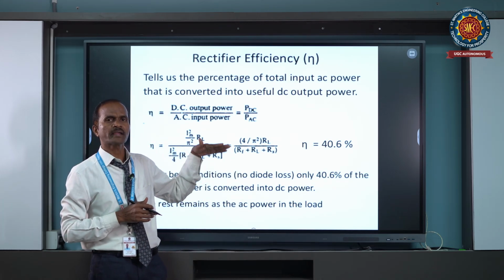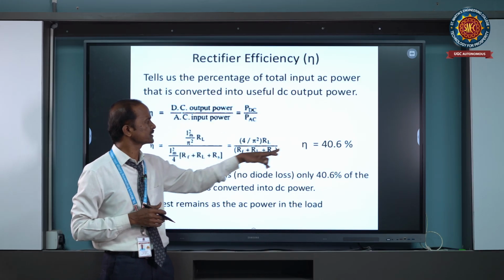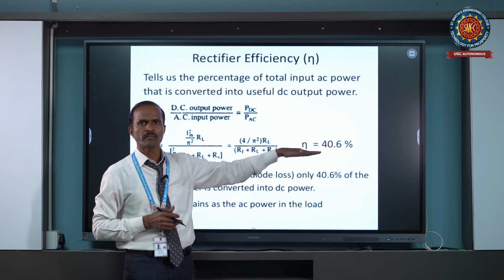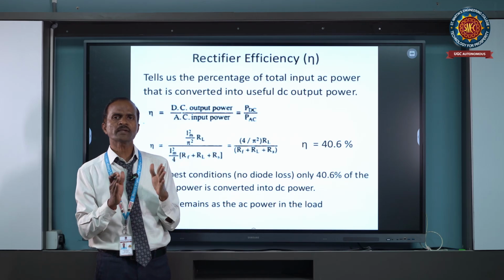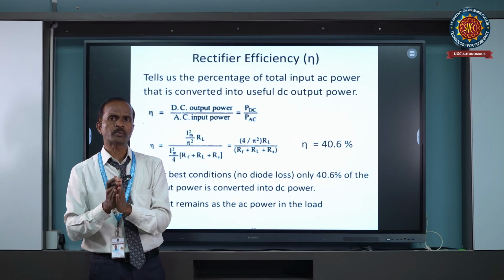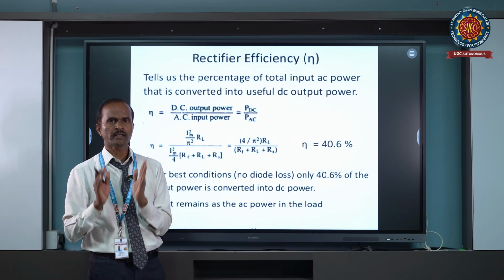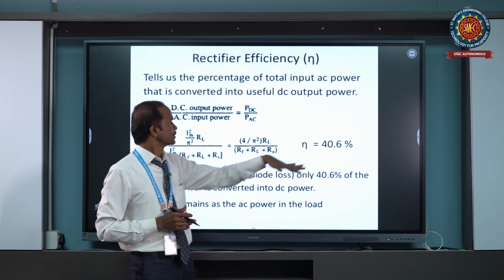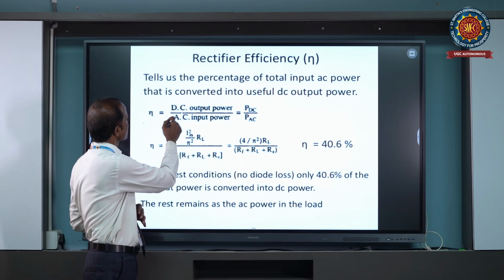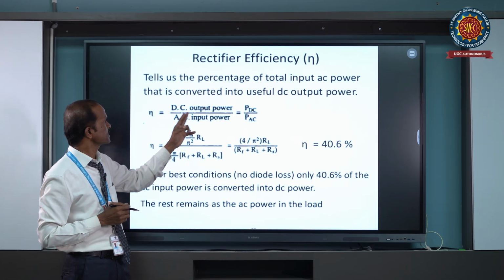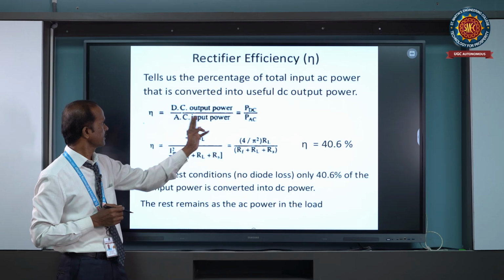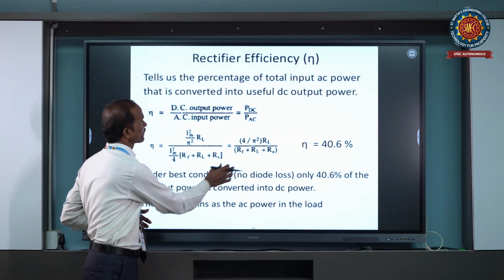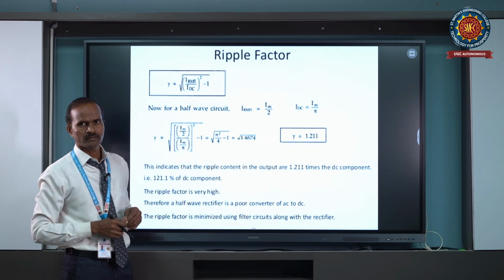So what is the efficiency of a half wave rectifier? That is 40.6% efficiency. This is the half wave rectifier efficiency, meaning it is able to convert only 40% into a DC signal at the output, but it is not entirely converting to a DC signal at the output. So this is the 40%. Now the efficiency formula is DC output power by AC input power.